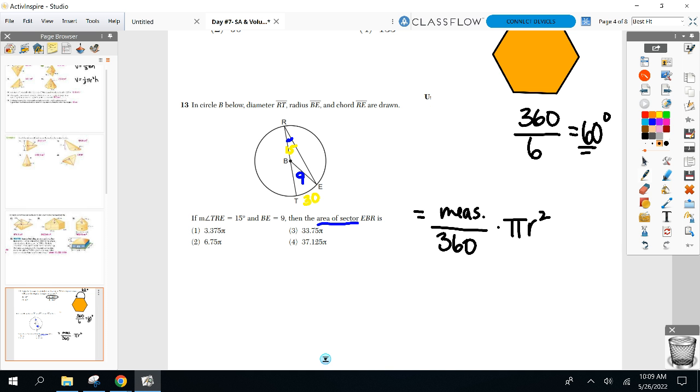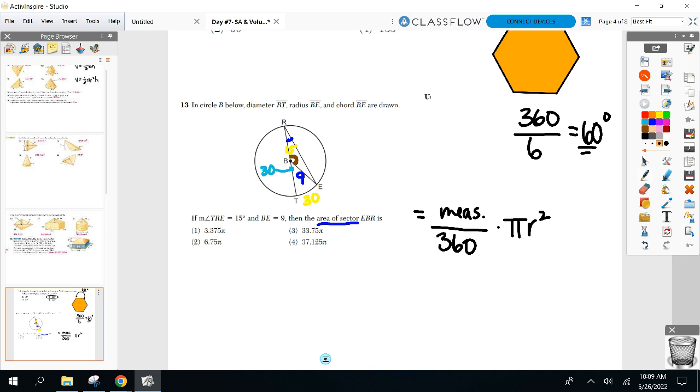Look at the sector I'm asking you to find the area of. Sector EBR. All right, EBR. So what I need to plug in for the measure is angle EBR. Can you get to that angle for me so I can plug it into my formula? Anybody think they can get there? Carter. TBE is 30 because it's the central angle. Good job. Central angle equal to its arc.